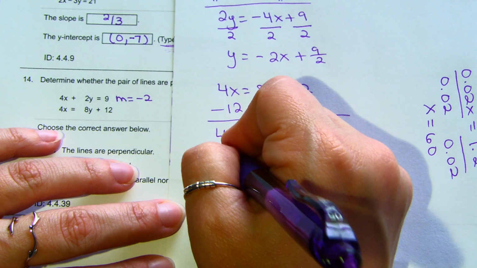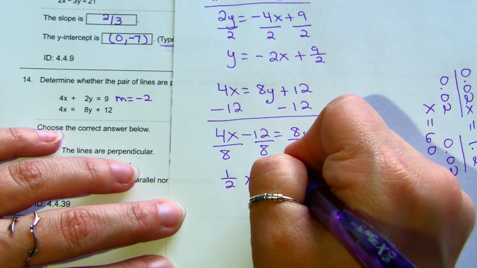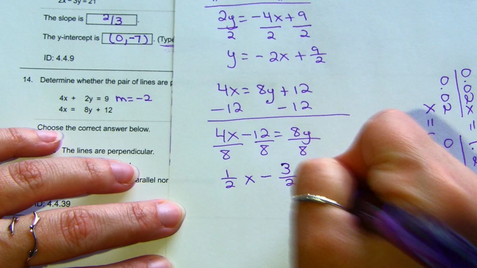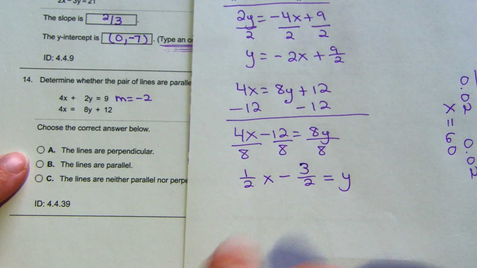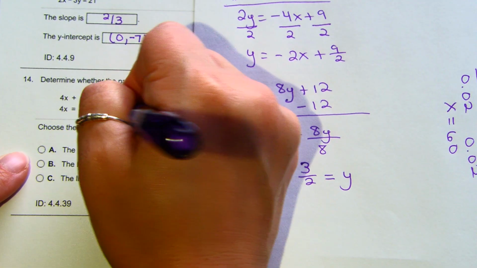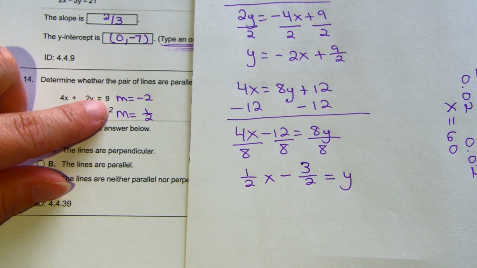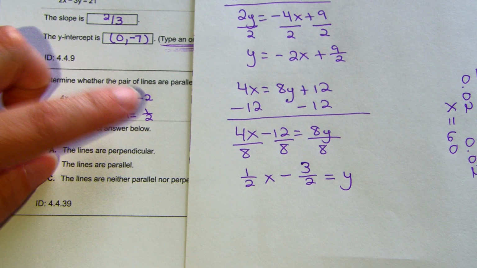So notice the slopes are not the same, so I know it's not parallel. I have a negative slope and a positive slope. So then the question is, can I flip them to get to the other one? Can I flip 1/2 over? If I do that, it becomes 2 over 1. If I change the sign, then it becomes negative 2 over 1, which is a negative 2. That tells me that these lines are perpendicular.